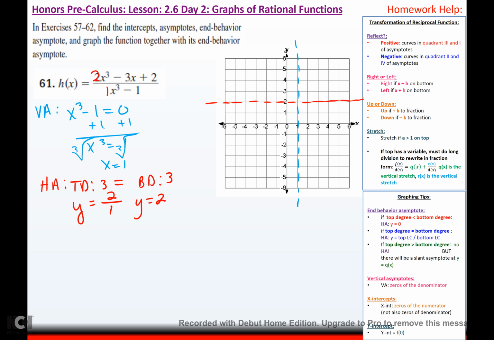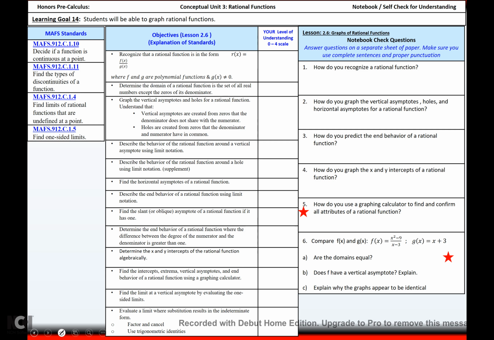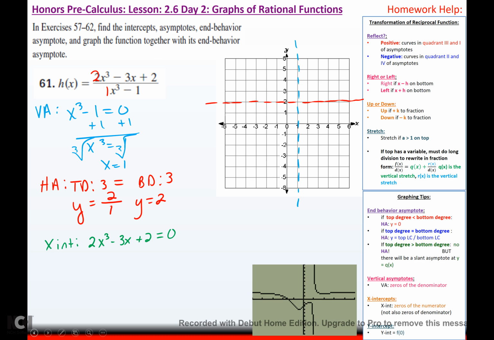Okay, and we want intercepts, so to get x-intercepts, you set your numerator to 0, 2x cubed minus 3x plus 2, and you set it to 0 and you solve it, which we would have to use a PQ list and all of that stuff because it's the third degree. We can't use quadratic techniques, so we're going to cheat a little bit and use the calculator. Alright, and it looks like I've got an x-intercept at about right there. Okay, so there's my x-intercept.